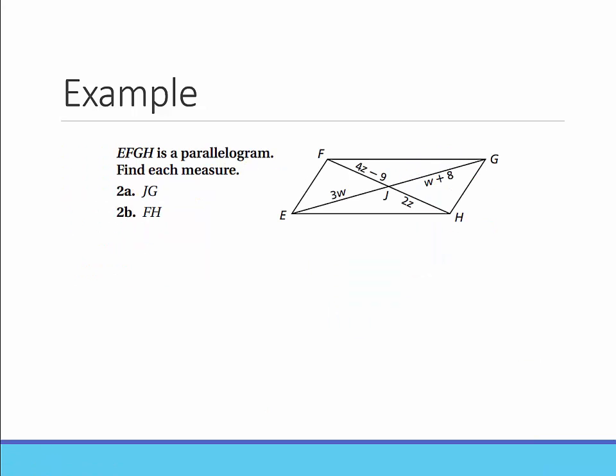So let's do one that's a little harder with some algebra. Find each measure. So from J to G is just this distance right here. We don't have enough information for that, but I know that this is congruent to this side over here. So that means that 3W has to be the same length as W plus 8. And if you do a little algebra, you end up with a value for W. And then all it takes is some more plugging in. 4 plus 8 will give us 12.